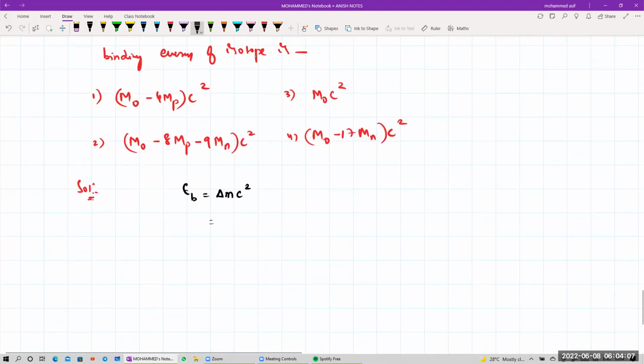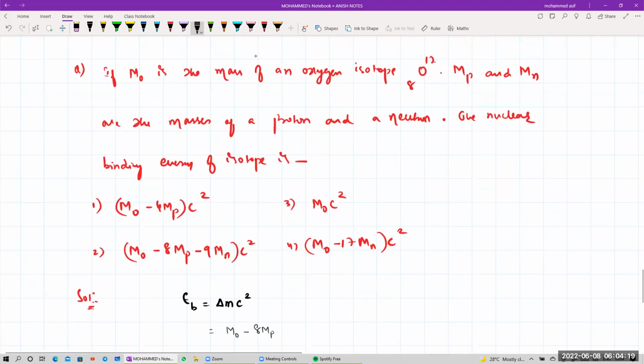Now I can write the mass defect. The mass of the nucleons, that is the total mass of the isotope, is M naught, minus 8 times the mass of protons for the oxygen isotope. The number of neutrons will be A minus Z, that is 17 minus 8, which is 9. So 9 times the mass of neutron into C square.